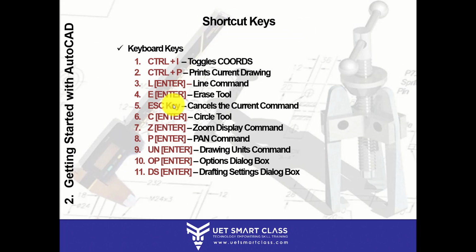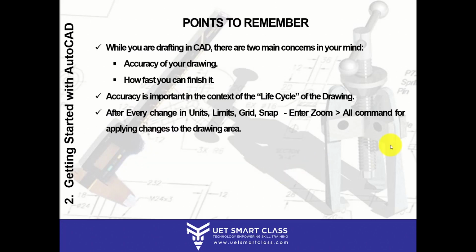Now, here are some shortcut keys, that is your keyboard keys, which you should remember for this module. Control plus I, which toggles the coordinates. Control plus P prints your current drawing. L enter line command, E enter erase tool, escape key cancels the current command, C enter circle tool, Z enter zoom display command, P enter pan command, UN enter drawing units command, OP enter option dialog box, DS enter drafting settings dialog box. Alright. And there are some points to remember.